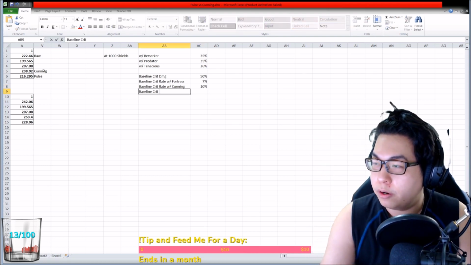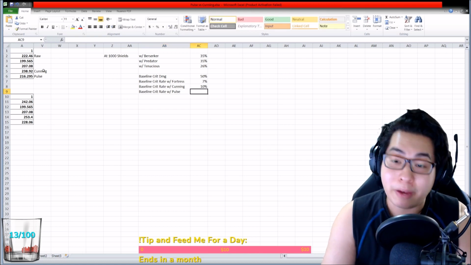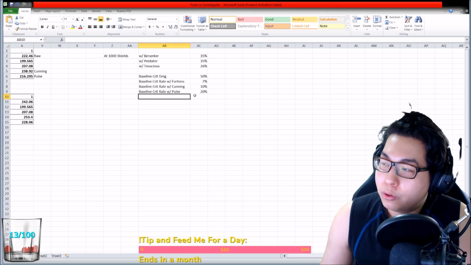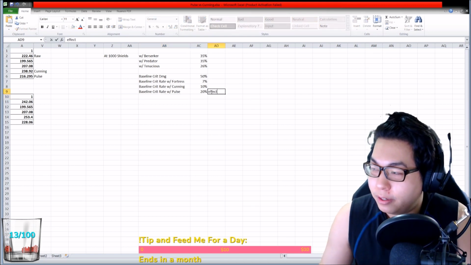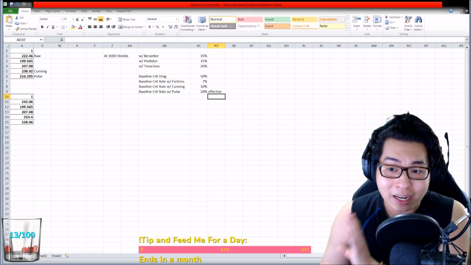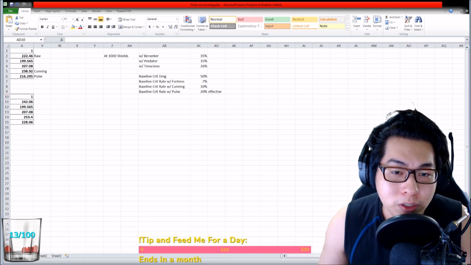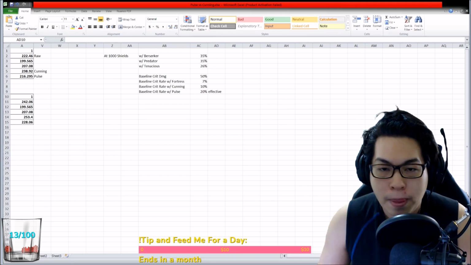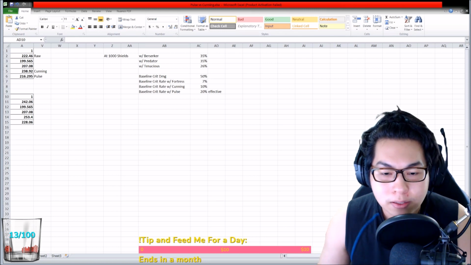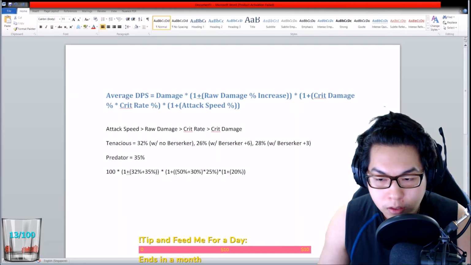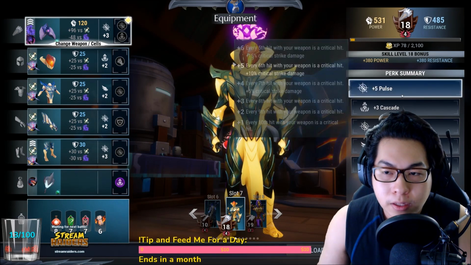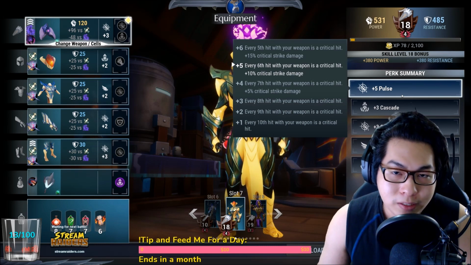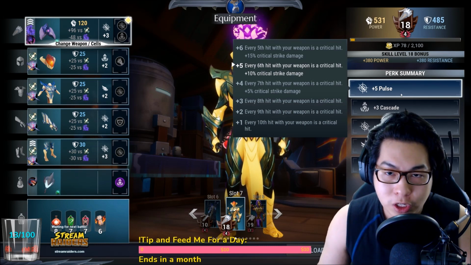Baseline crit rate with Pulse. Now, Pulse is special. Pulse goes 20% effective. The reason why I put effective is because Pulse doesn't actually add any crit rate. If you look at the cell description for a +6 Pulse, I'm going to temporarily showcase this. Every 5th hit with your weapon is a critical hit, and that's a 15% critical strike damage increase.